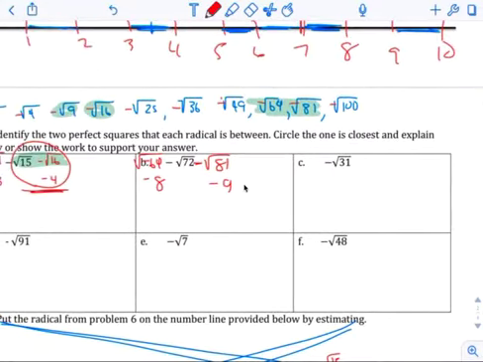Square root of 31 is between negative square root of 25 and negative square root of 36. It's 5 away, 6 away, right in the middle. It's between negative 5 and negative 6, closer to negative 5.